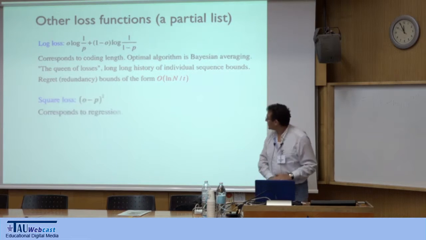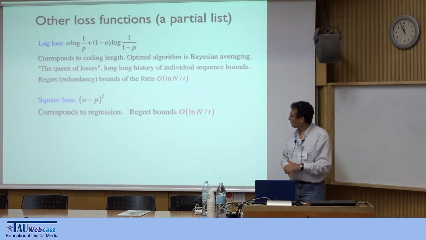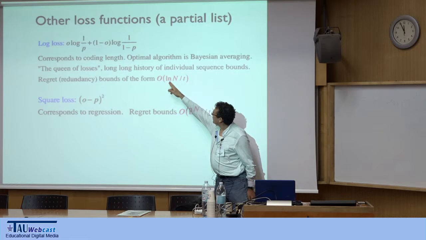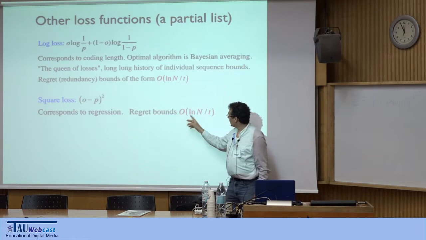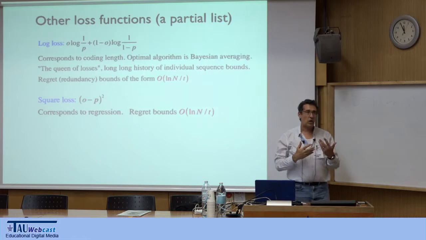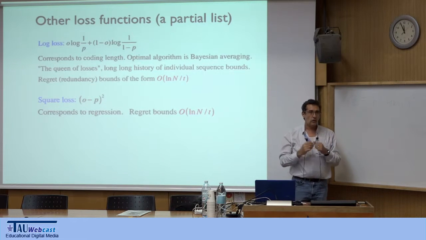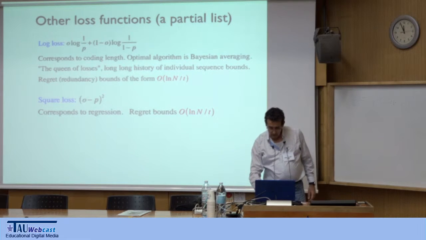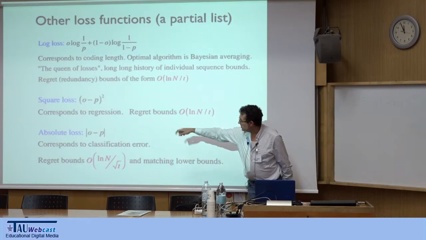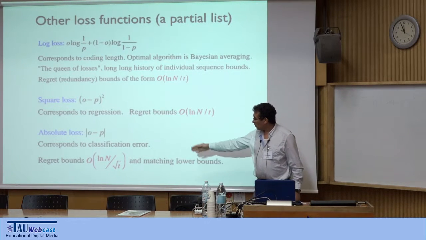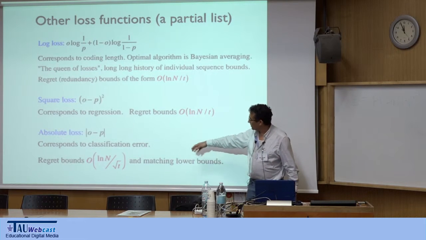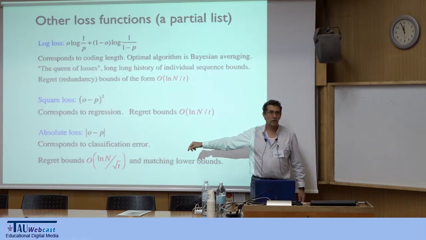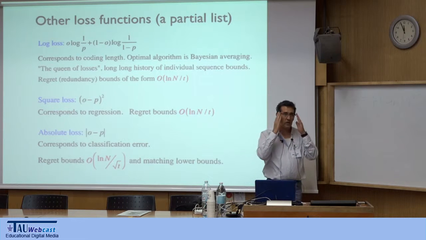Okay, and then there's another loss, square loss, that corresponds to regression. Now, the important thing about these two losses is that you can get bounds that are like log n over t. These are something we call mixable losses. These are losses where you can mix the experts without any significant penalty. But if you talk about the absolute loss, that corresponds to classification error, so it's relevant to machine learning. And the regret bounds are of order log n over square root of t, and there are lower bounds to match it, so you know that you can't get better.